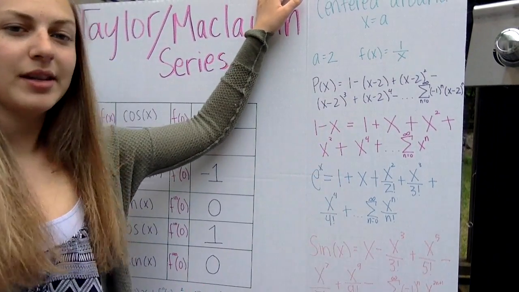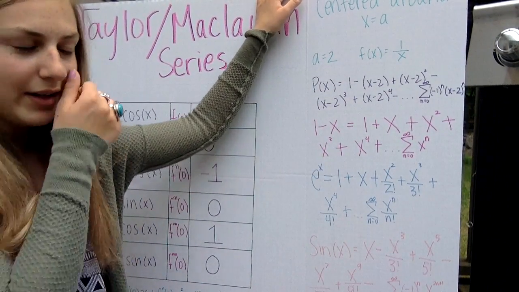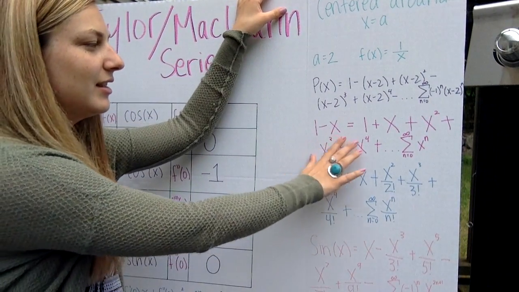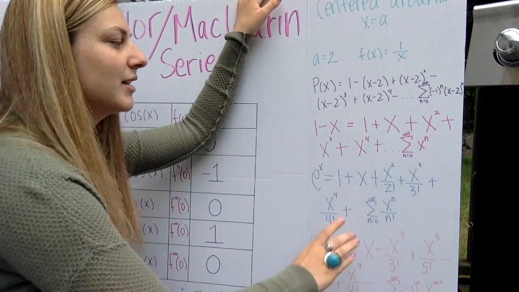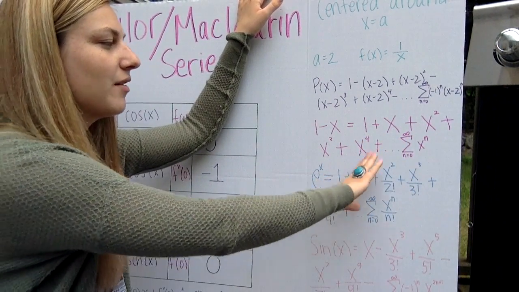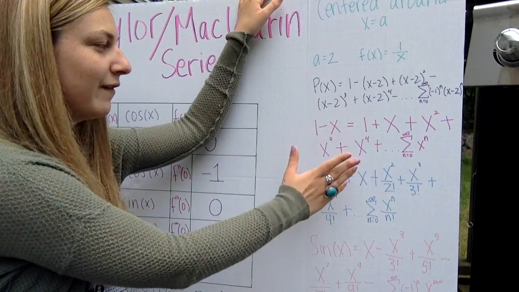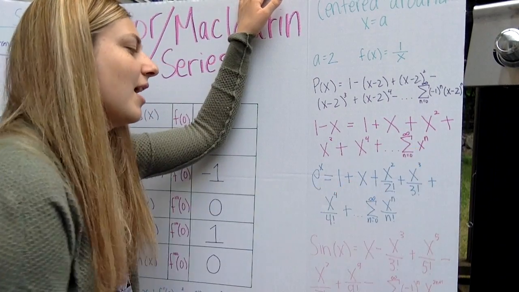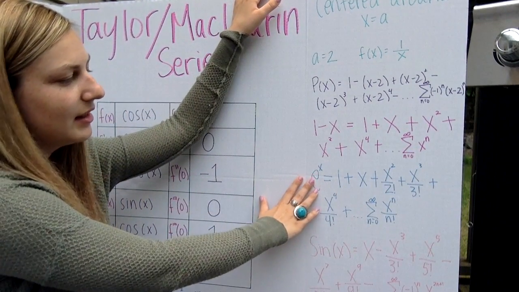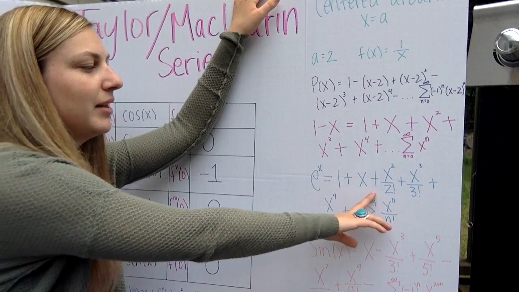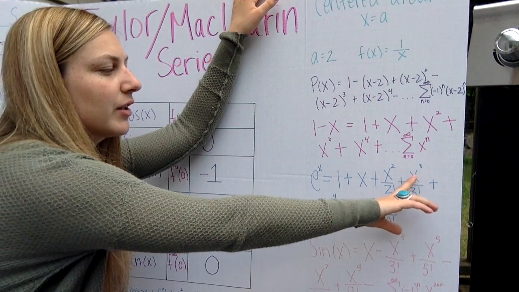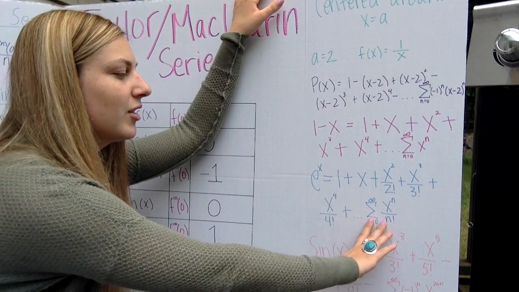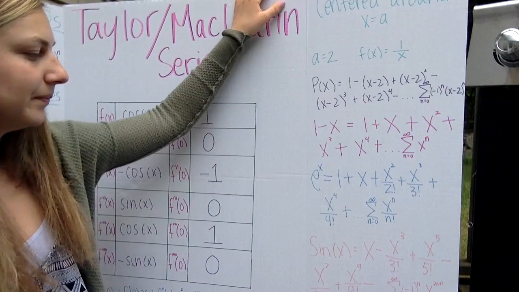Now here are some other examples of commonly used Taylor series. Here we have 1 over 1 minus x, and this is 1 plus x plus x squared plus x to the 3rd plus x to the 4th, and so on. And this, might look familiar, is the geometric series, and its notation is x to the n. E to the x is 1 plus x plus x squared over 2 factorial plus x cubed over 3 factorial plus x to the 4th over 4 factorial, and the notation is x to the n over n factorial.